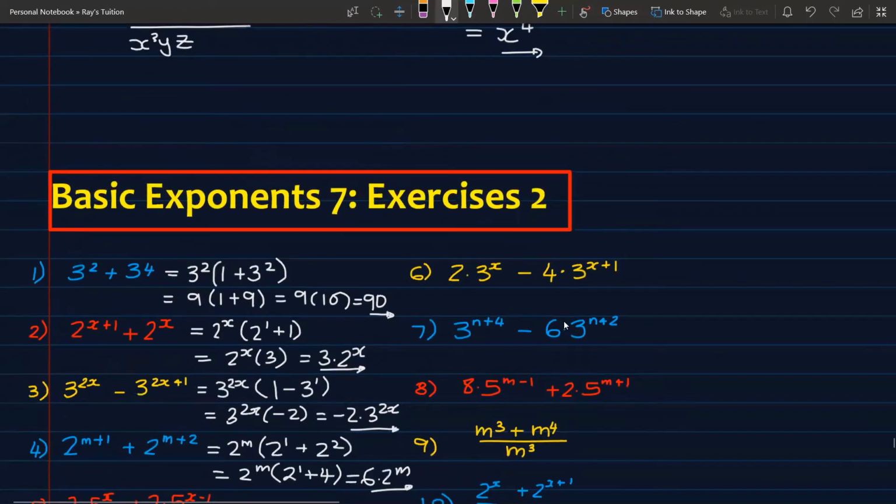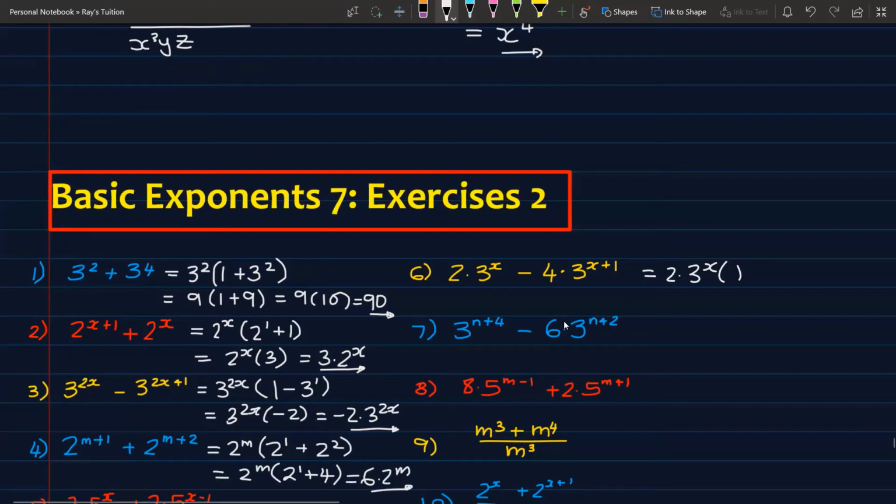Okay, so number 6, what is common between these two? The 2 and the 4 have a 2 in common, and then there's also 3 to the power of x, so we'll take that out. Then what we have is a 1 over here.